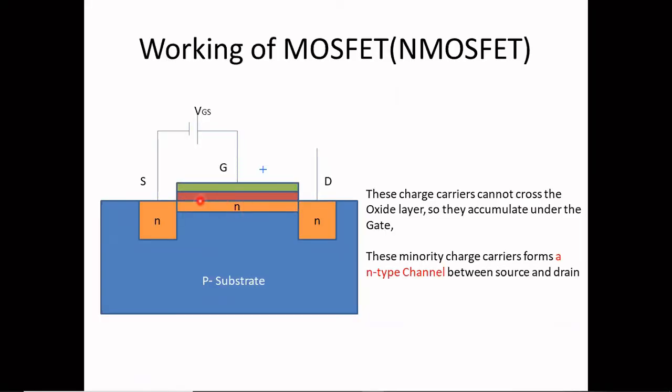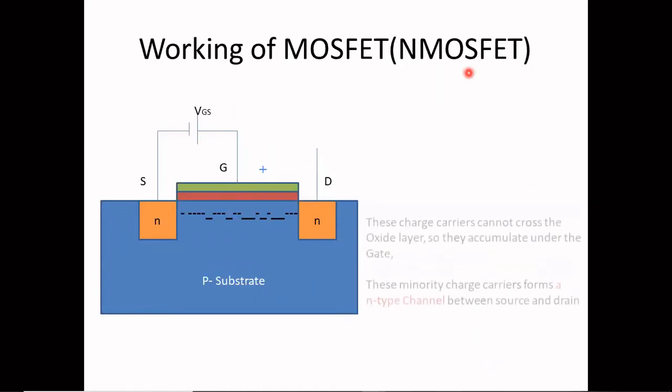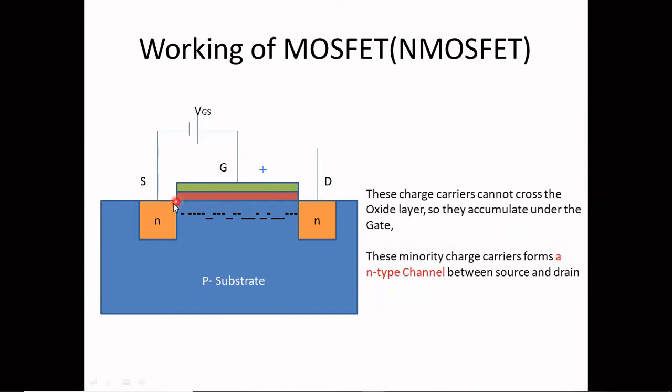The channel formed is of electrons, so it is called an N-type channel or NMOS. So first we have applied a VGS voltage. Because of the VGS voltage, electrons are attracted here. These electrons cannot pass through the oxide layer, so they form a channel here. This channel is made of electrons, so it is called an N-type channel. So this MOSFET is also called NMOS.